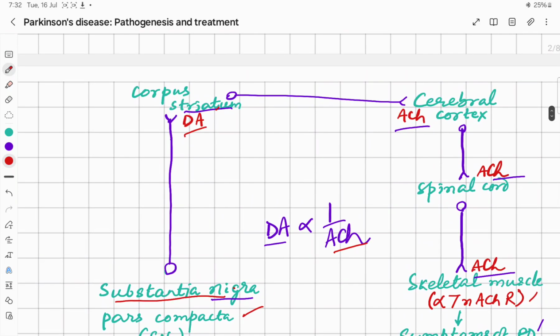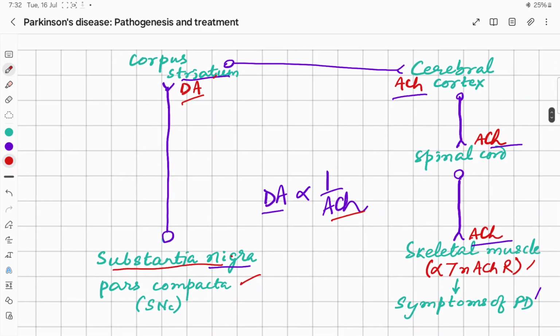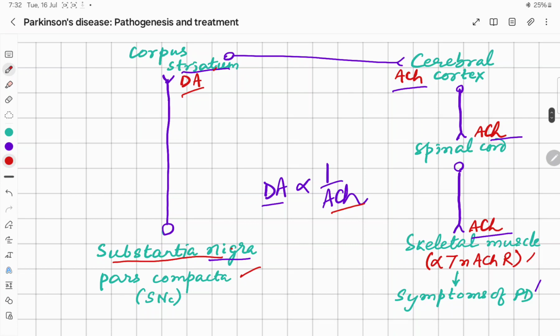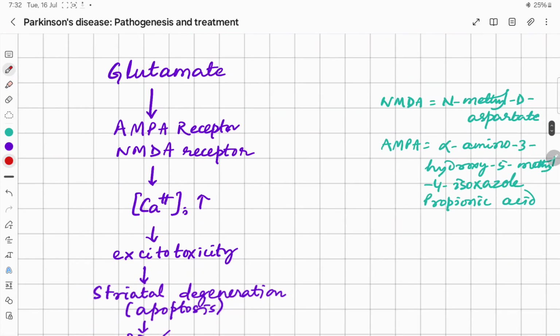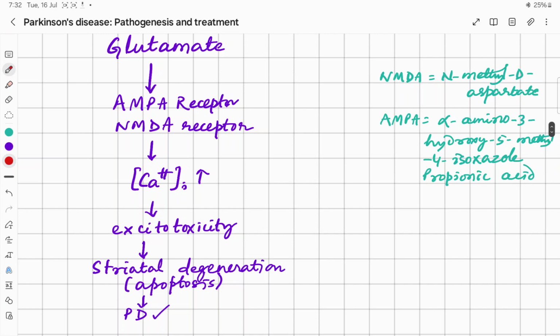That means if we want to treat this, then we have to supply dopamine to this area. Then there is also glutamate excitotoxicity. Glutamate acts on the glutamate receptors like AMPA and NMDA. NMDA is N-methyl D-aspartate. AMPA is alpha amino 3 hydroxy 5 methyl 4 isoxazole propionic acid, and that leads to excitotoxicity because of increase in intracellular calcium, and that causes striatal degeneration through apoptosis and leads to Parkinson's disease.